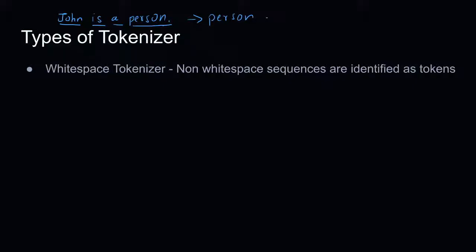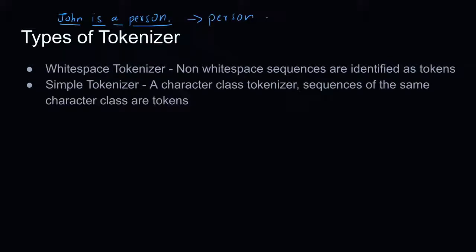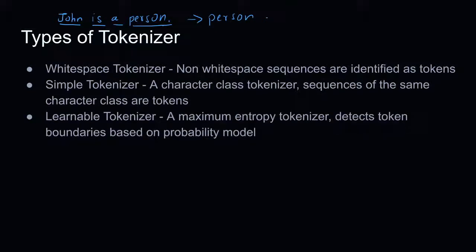So there are three types of tokenizers: whitespace tokenizer, simple tokenizer, and learnable tokenizer. The whitespace tokenizer will try to separate the tokens using whitespace. For example, this is the sample sentence: John space is space a space person dot. If you use the whitespace tokenizer, the final output would be: first token John, second token is, third token a, fourth token person dot.